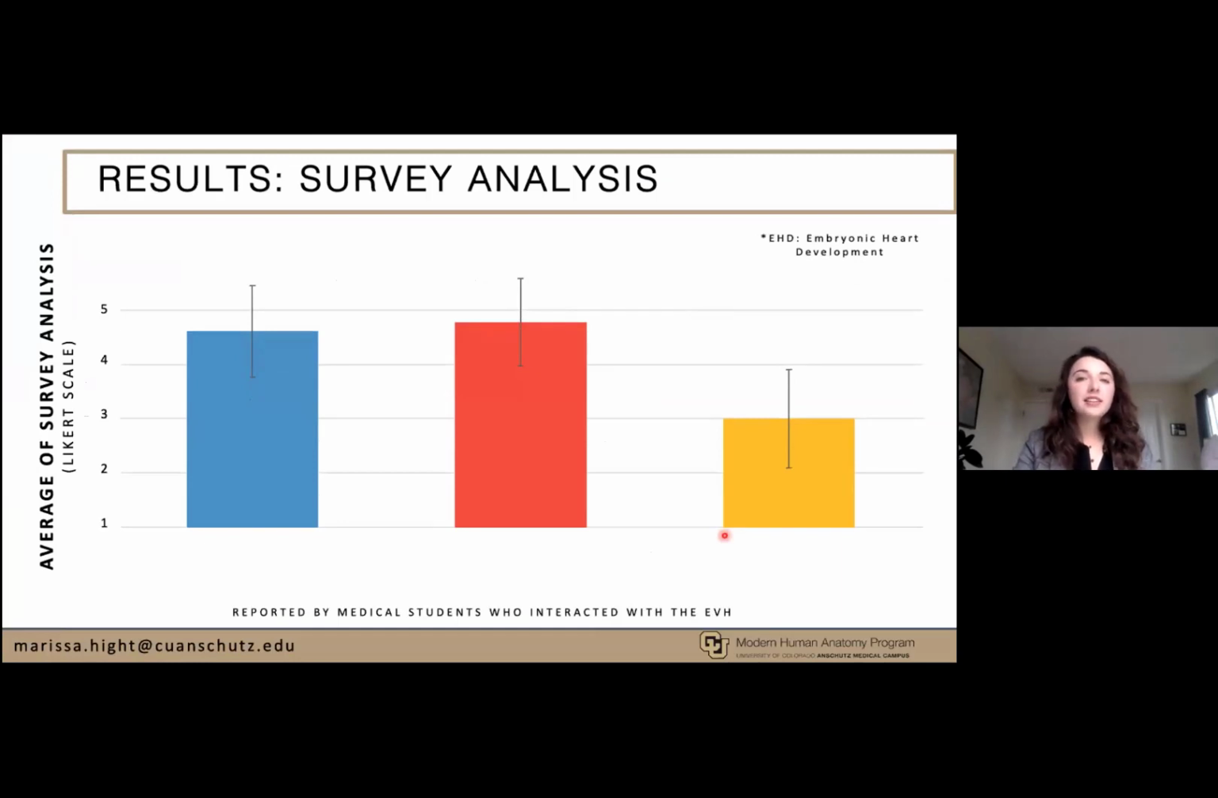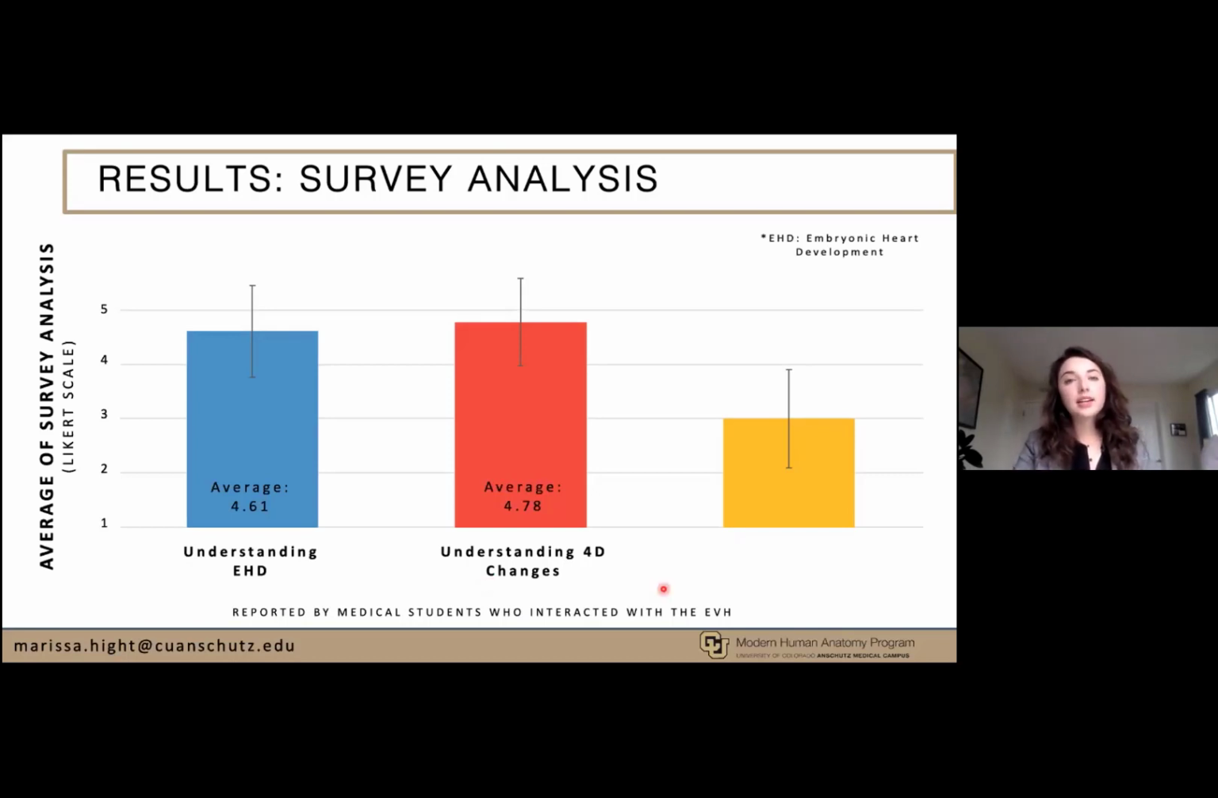However, on the survey analysis, the students were able to rate themselves using a Likert scale in order to assess how helpful the model, or the resource, was in understanding embryonic heart development. They rated it pretty high, with a 4.6, between agree and strongly agree that it was helpful in understanding heart development. When asked how it helped them understand the 4D changes the heart underwent, they rated it even higher, closer to strongly agree, saying that it helped them understand those spatial changes.